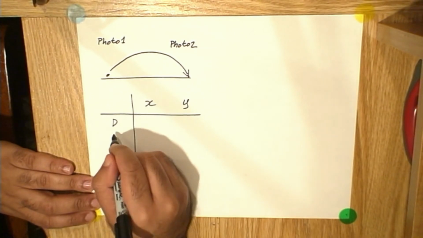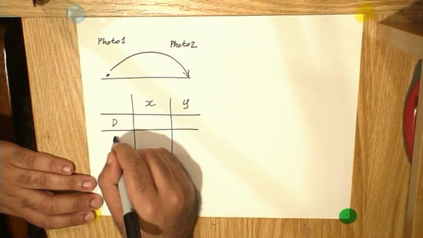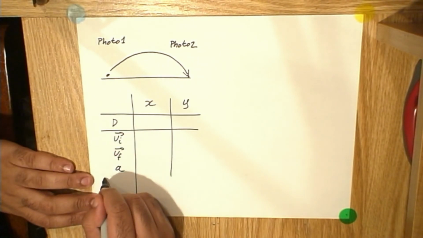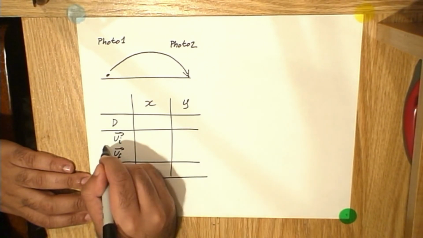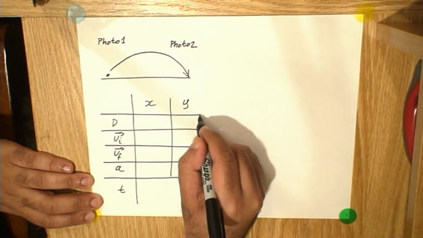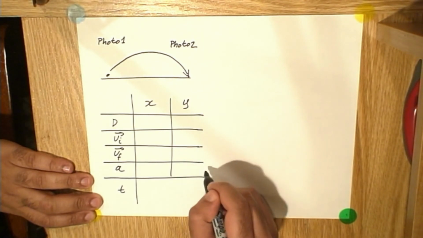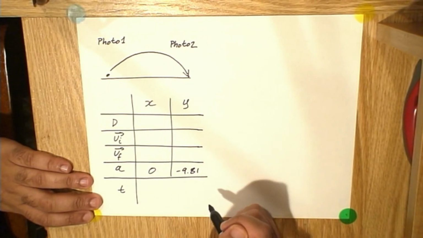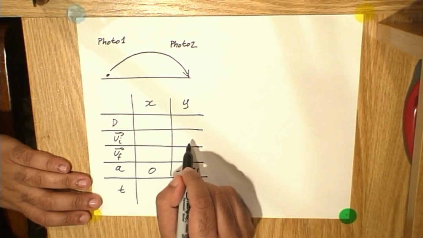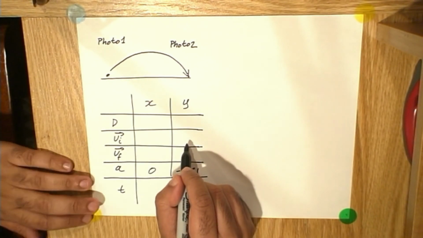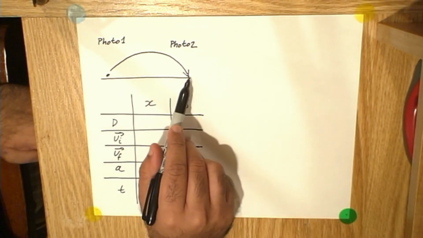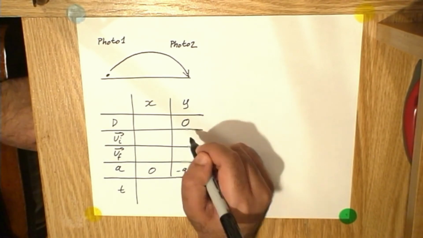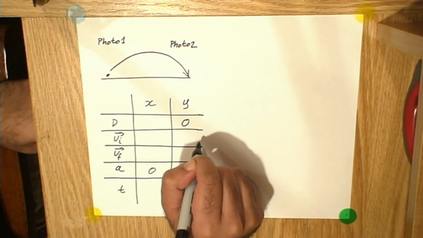So we have to account for displacement, initial velocity, final velocity, and acceleration. So the acceleration, 0 and negative 9.81. The initial velocity we have not been told, but we can infer that because this is a long jump and long jumps always take place on level ground, the displacement in y must be 0. So what about that initial velocity?